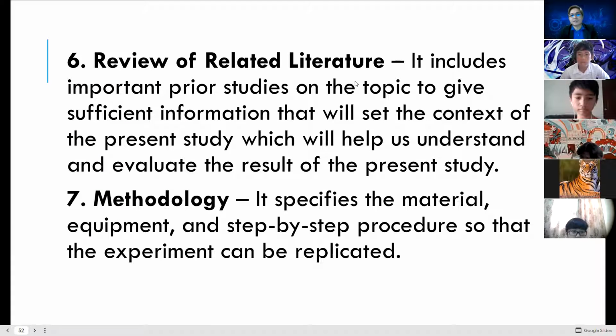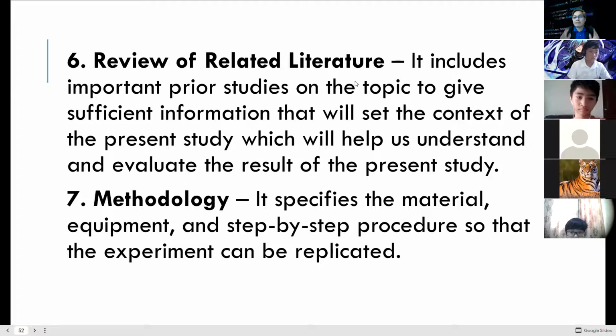The sixth is the review of related literature, the one you have in your first phase. It includes the important prior studies of the topic. Diba, you had already researched this one, and you have already gathered information from the net, and you actually check if it is correct. So this is now the review of related literature.